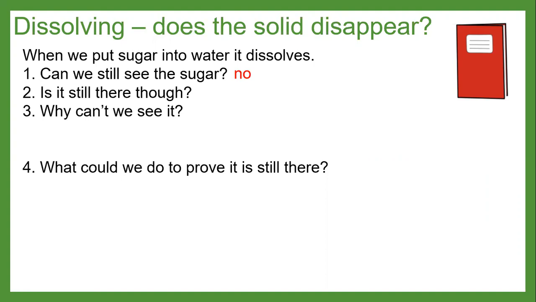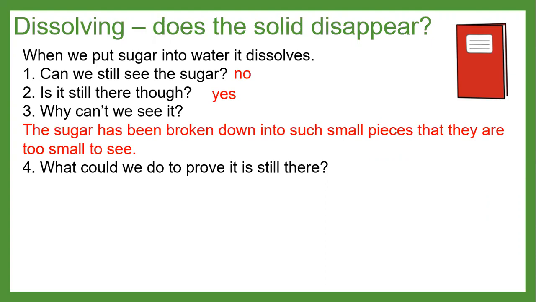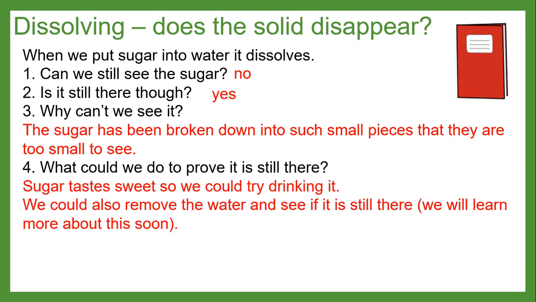So can we still see the sugar? No. Is it still there? Yes, it is. Why can't we see it? It is broken down into such small pieces that are too small to see. What could we do to prove it is still there? Sugar tastes sweet, so we could try drinking it. We could also remove the water and see if it is still there. We can learn more about this soon.